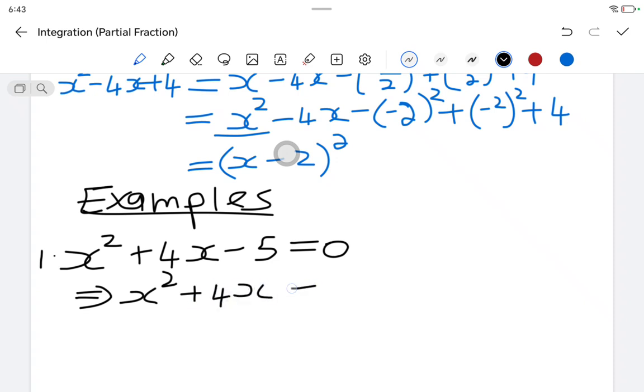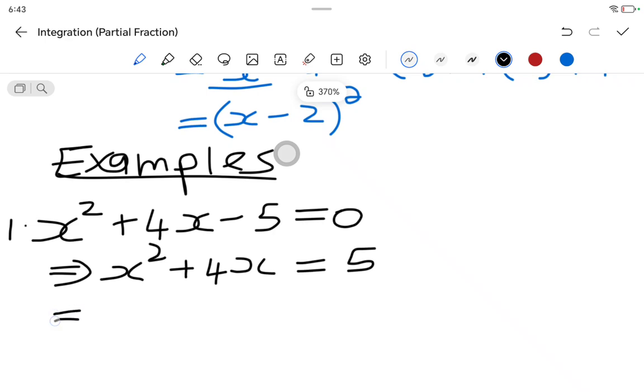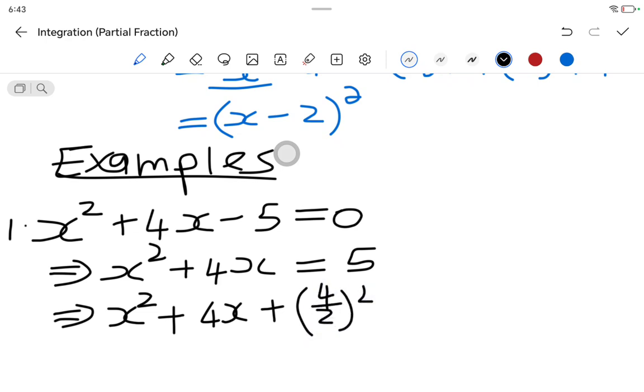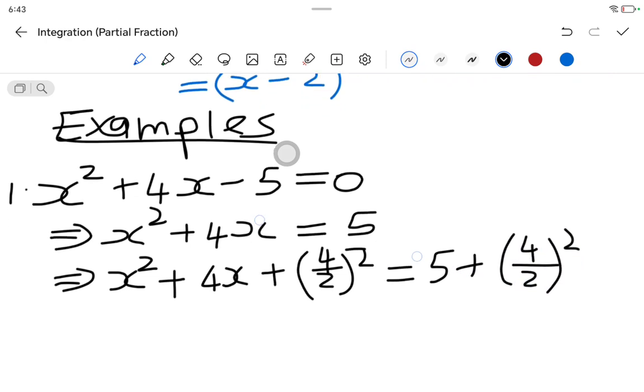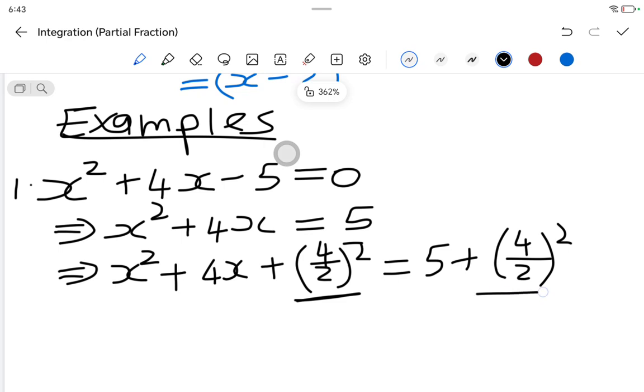You leave these ones, you take 5 to the other side. Then on both sides, you are going to add this. You remember your b is 4. So you're just going to add it in this format. You're going to say plus 4 over 2 all squared, which equals 5 plus 4 over 2 all squared. You said that you're just going to add that b to both sides.